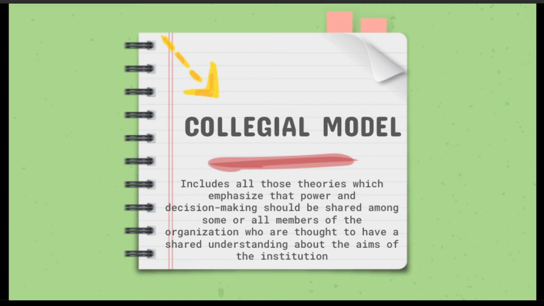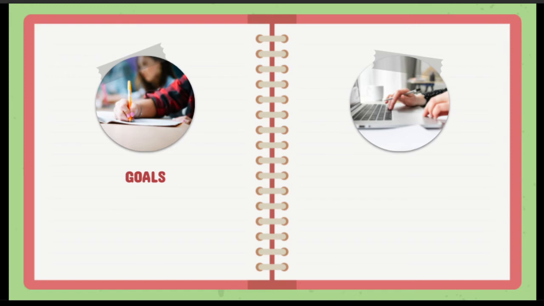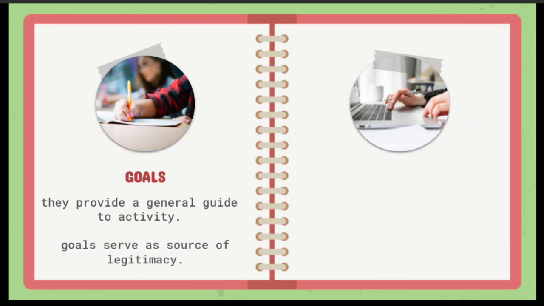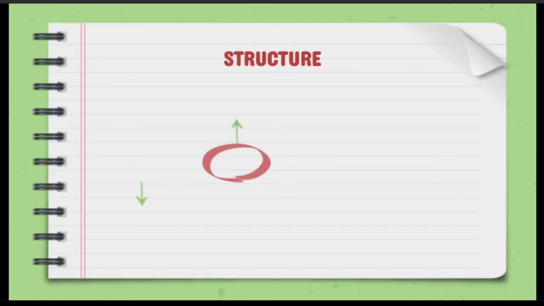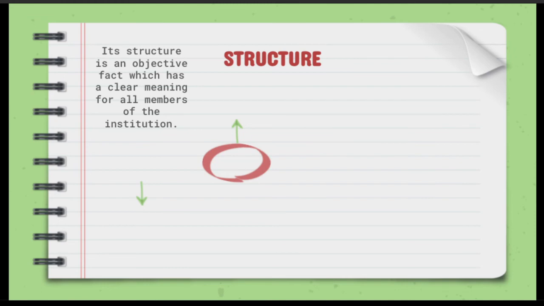They have the authority at their expertise, and they assume a common set of values held by the members of the organization. When it comes to decision making, it is an important element in collegial management. And the collegial models assume that decisions are reached by consensus rather than by an individual. What are its goals? They provide a general guide to an activity and a source of legitimacy, and it's a means of measuring success. Last one is the structure. Its structure is an objective fact which has a clear meaning for all members of the institution.